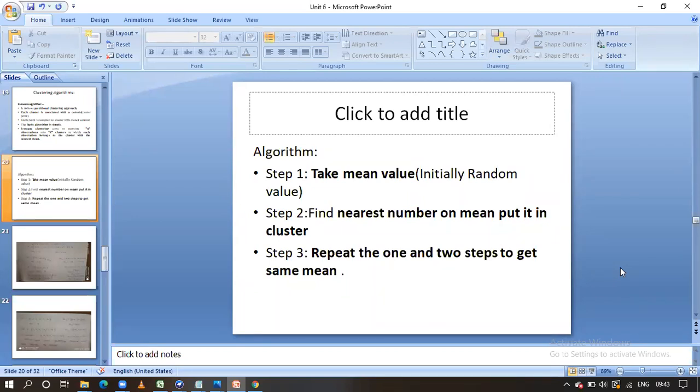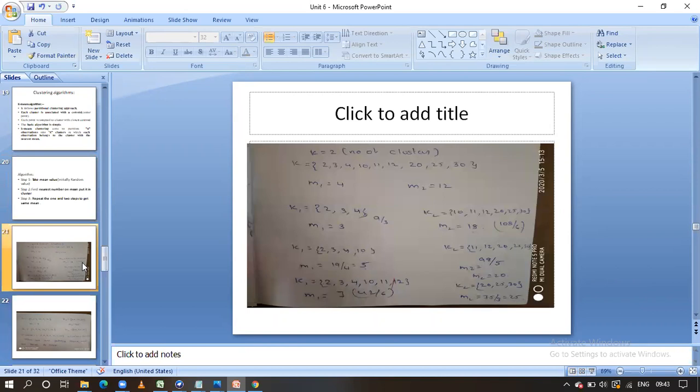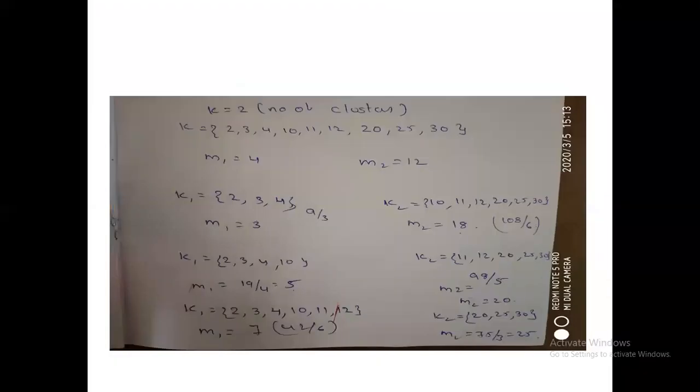Simple algorithm, guys. So let us take one problem, and then you can easily understand what is inside here. What is the input for this k-means algorithm, guys? The data objects, and how many clusters you want to create. That is the input for this simple k-means algorithm.